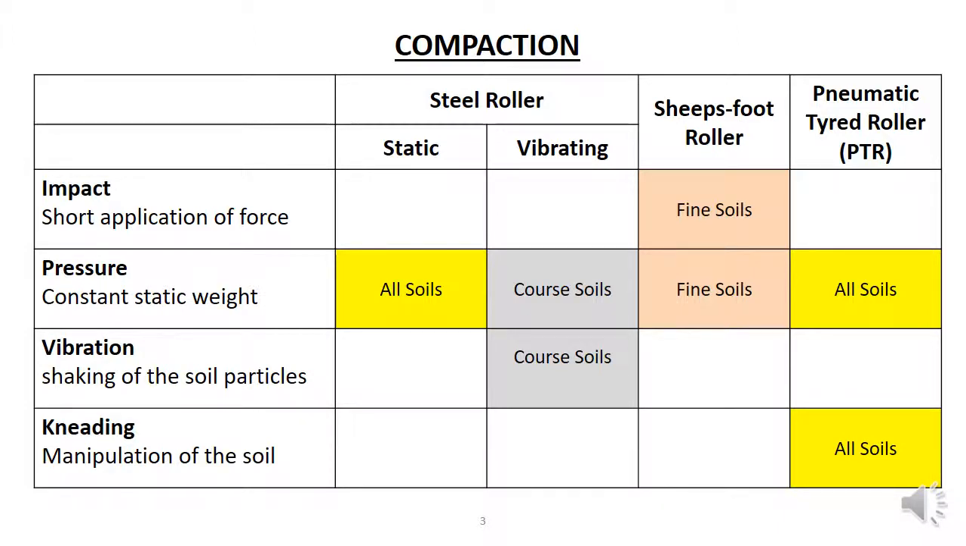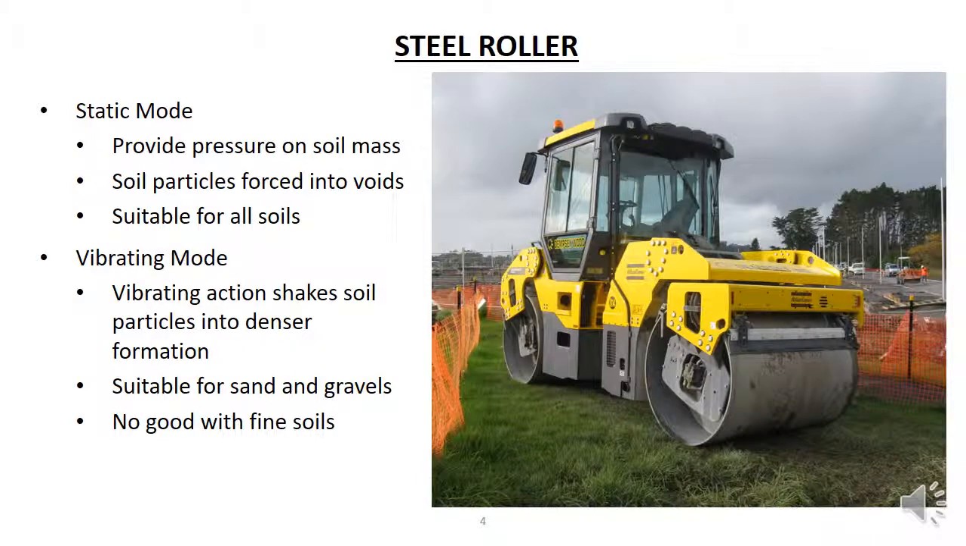So let's look at each one of those in turn. So steel rollers have rollers on one or both axles. These rollers apply a constant pressure to the soil surface as the roller passes over it, resulting in soil particles being forced into the voids, and so compacting the soil. The drums can be filled with water or sand to increase the weight of the roller, and hence increase the pressure it applies to the soil mass.